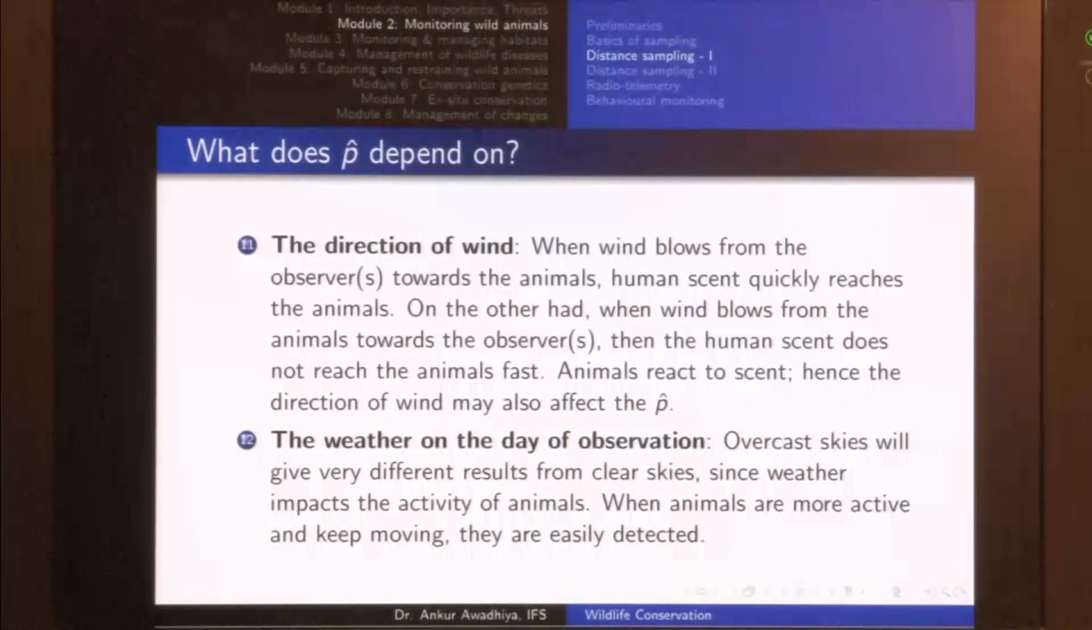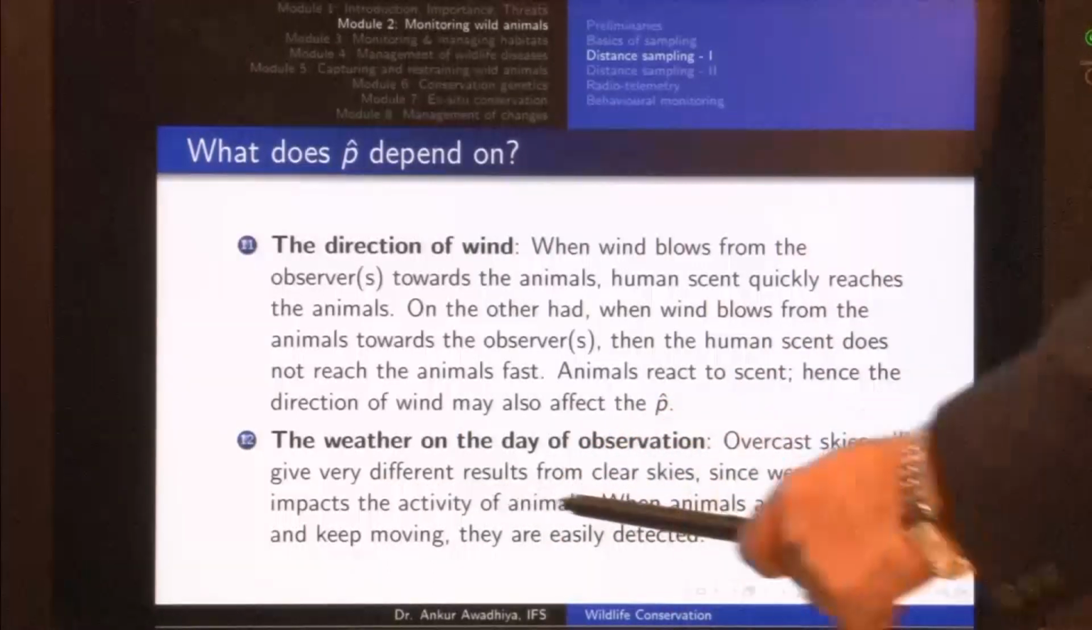Next is the direction of the wind. If the wind is moving from the animal towards you, the animal will not be able to detect you through the smell. But if the wind is moving from you towards the animal, then the animal will be able to detect you from your smell at a very large distance. So, that will also impact the p hat.